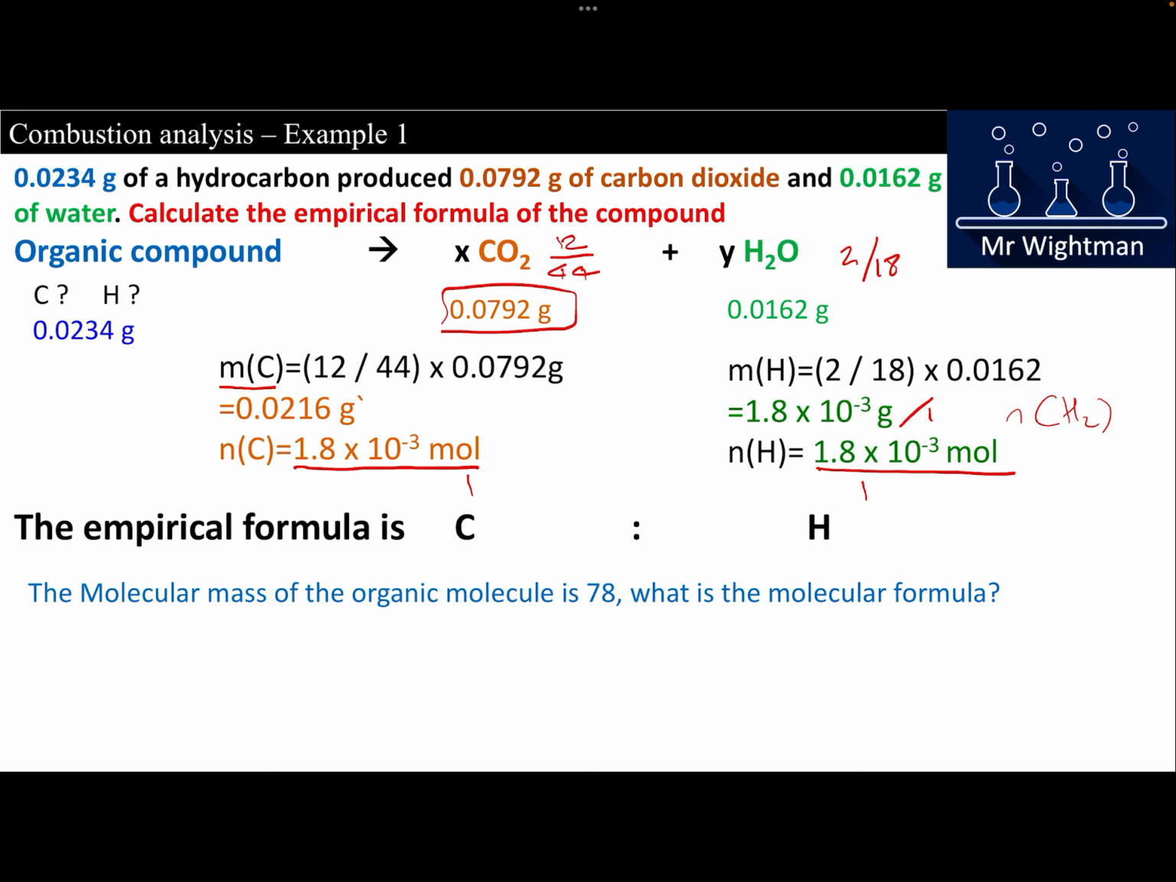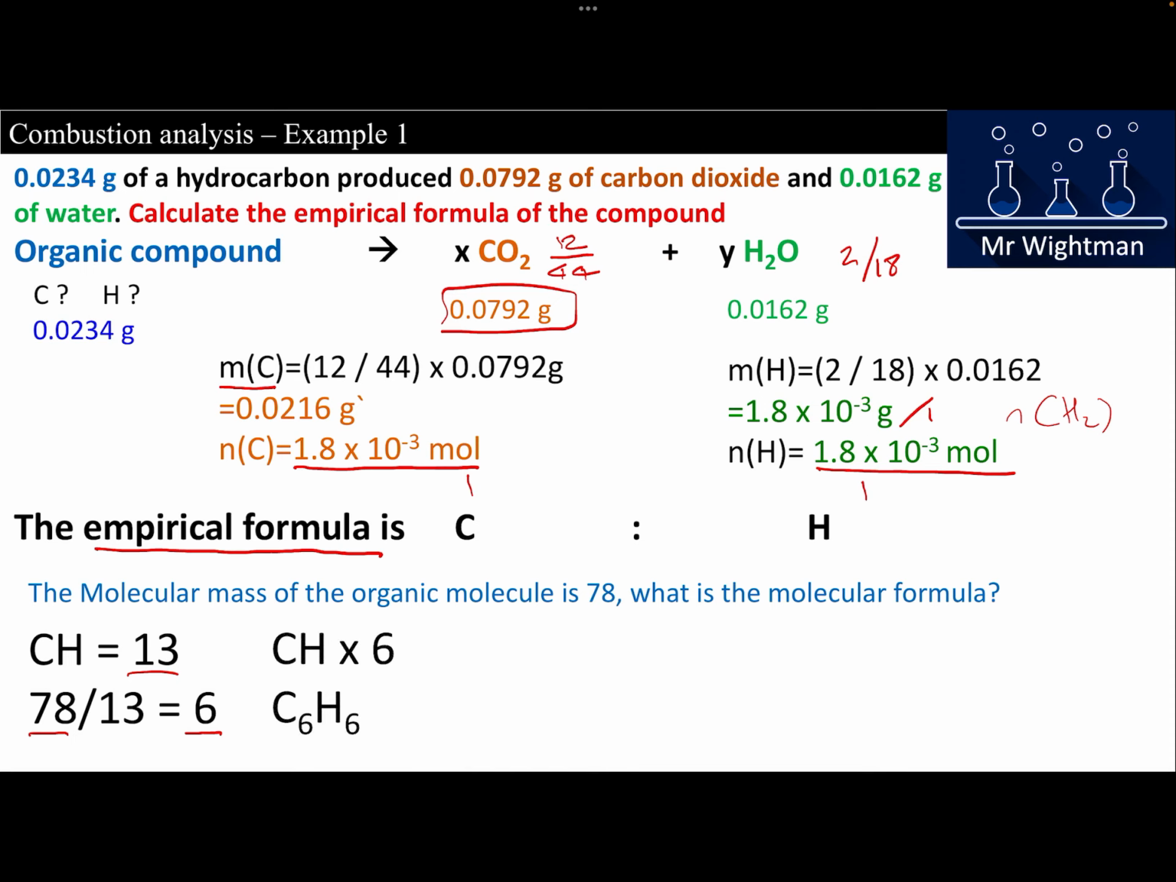So what this is saying is, if we know what the empirical formula is, and by definition, empirical formula is the simplest whole number ratio of elements in a compound, then if the actual molecule is 78, how many times does this empirical formula go into 78? And so what you then need to do is work out what the MR is of the empirical formula. In this case, it would be 12 plus 1 is 13. And if the actual molecule has a molar mass of 78, then 78 divided by 13 will say to us that the empirical formula goes into it 6 times.